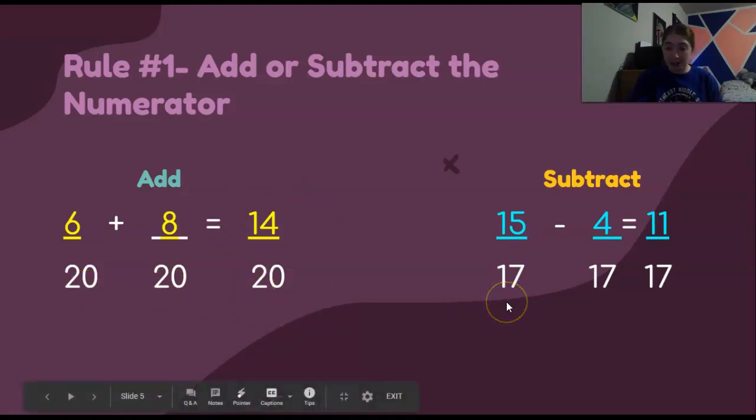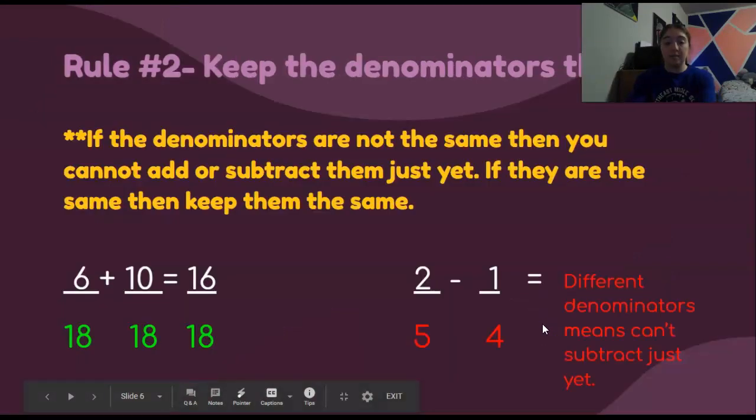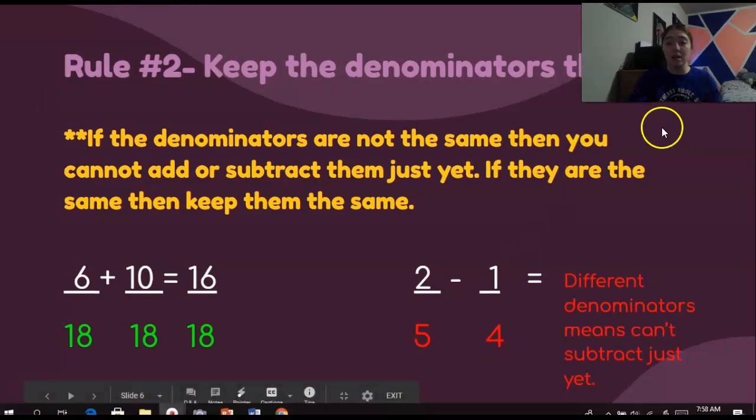Now let's look at subtracting one. We have our denominators the same, so we can go ahead and subtract the numerators. 15 minus 4 gives us 11, so our total would be 11 17ths. All right, so notice in both of these situations, we did not subtract or add our denominator, only the numerators. All right, rule number 2, keep the denominator the same.